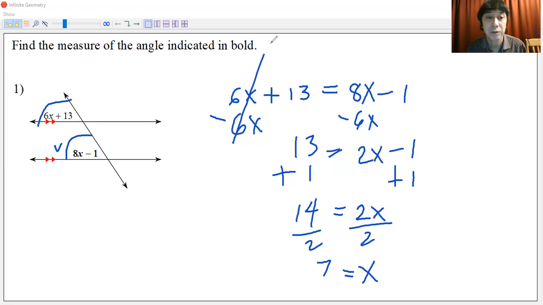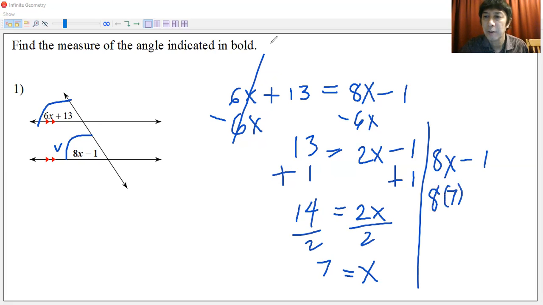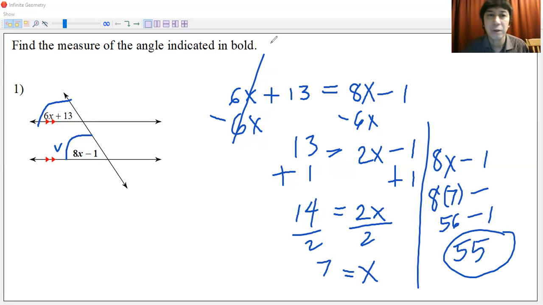We can now use x in the expression 8x minus 1. So we have here 8x minus 1. We're going to use the 7. So 8 times 7 minus 1 gives 56 minus 1. We have 55. So the measure of the angle indicated in bold letters is 55 degrees. There. And we can verify that. You can see it over here. So in red numbers, the angle required is 55 degrees. So we're correct. And that's it for the first number.